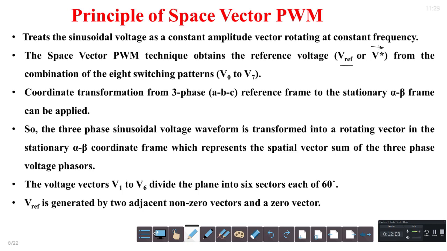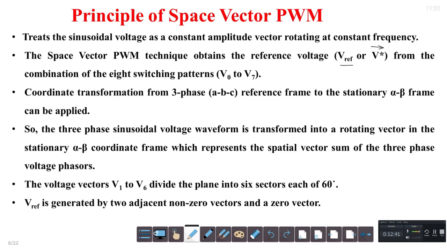Coordinate transformation from the 3-phase ABC reference frame to the stationary alpha beta frame is applied. The 3-phase sinusoidal voltage waveform is transformed into a rotating vector in the stationary alpha beta coordinate frame, which represents the spatial vector sum of the 3-phase voltage phasors. The voltage vectors V1 to V6 divide the plane into 6 sectors, each of 60 degrees, as we have discussed, since consecutive vectors are 60 degrees apart.